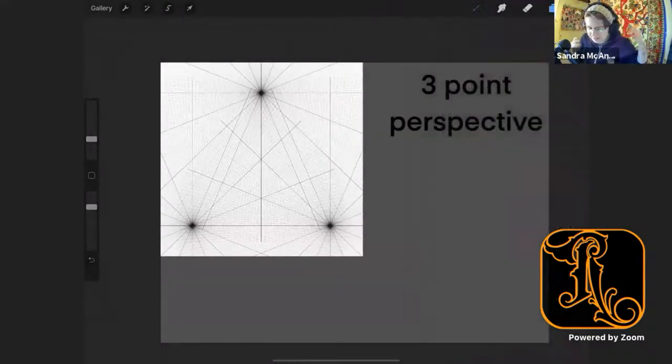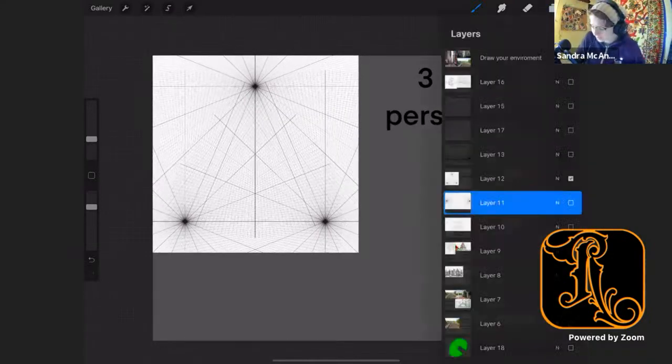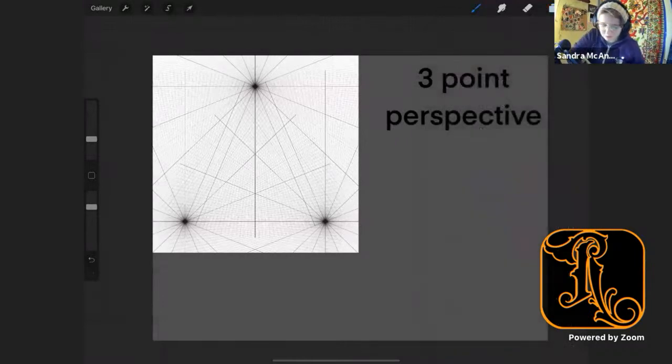All right, last but not least, three-point perspective. Anybody know what this is? Worm's eye view. This is worm's eye view. How do I know this is worm's eye view? Because the horizon line is right on the bottom. That means I'm sitting on the floor, almost lying down, looking up at an object.